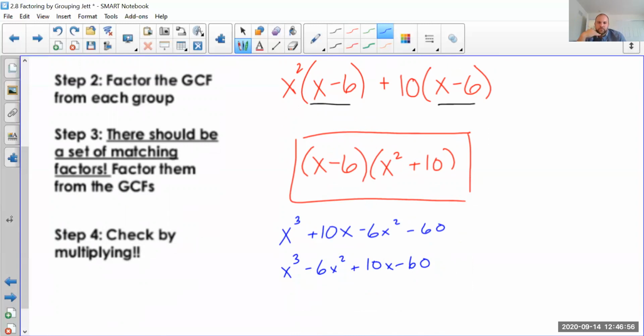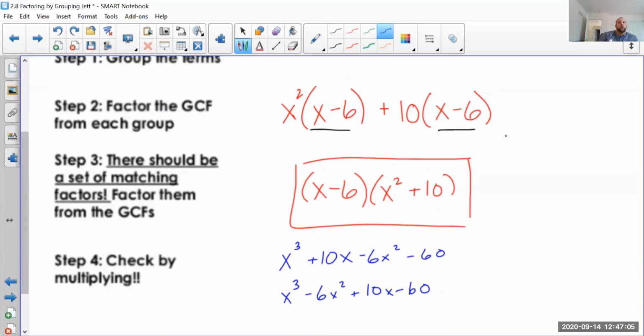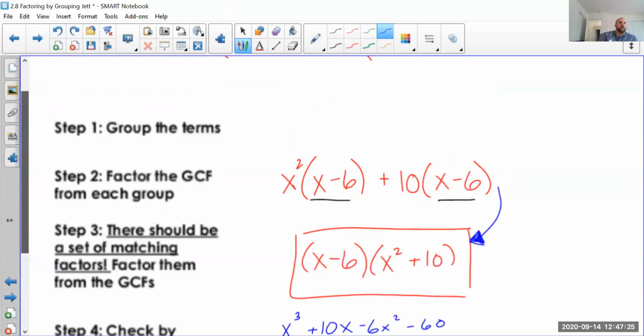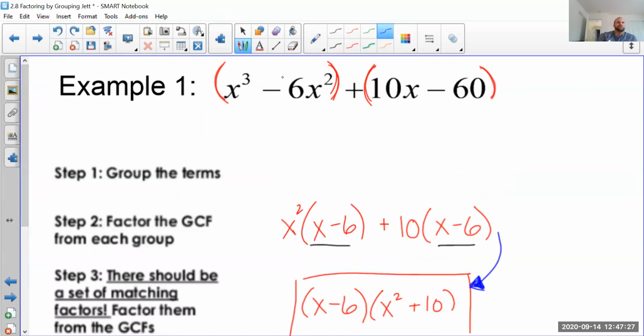Questions? I think the biggest mistake that I see on these type of problems is going from here to here. People try to write x minus 6 two different times. Because they see x minus 6 twice right here, they think that x minus 6 needs to be twice down here. But all it is I'm saying x minus 6 is in both of these, so I'm pulling it out front.